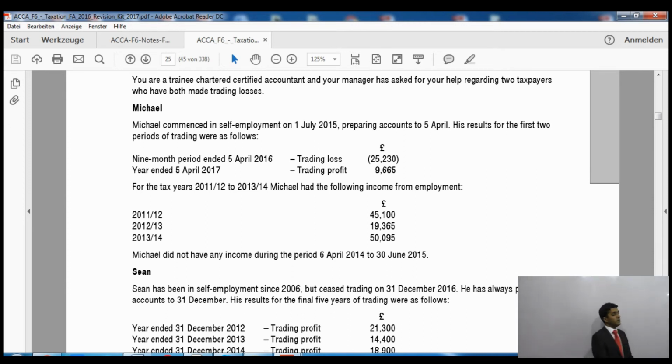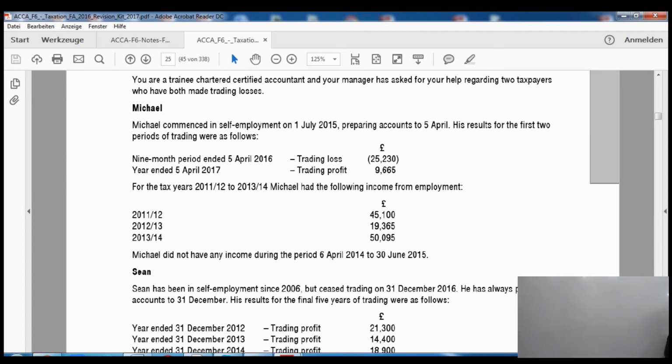If he carries forward to the future year, he will have only 9,665 in the next year, which means he cannot set off the whole amount. And another interesting point, because this is 9,600 something, this will be covered by the personal allowance anyway. So there is no benefit of carrying it forward to the next year, because we will be wasting the personal allowance. Now let's look at the previous year's profits.